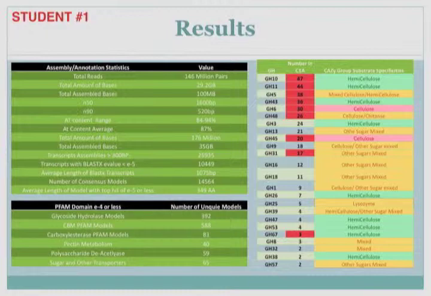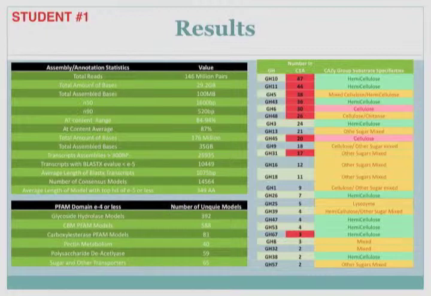that were greater than 300 base pairs. The average length of a BLASTX transcript that has an e-value of 10^-5 or less was 1,075 base pairs. The total number of consensus models that we got from annotating the genome was 14,564, with the average length of each model with a top hit of 10^-5 or less being 350 amino acids.